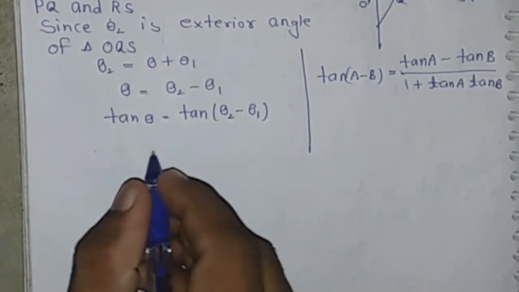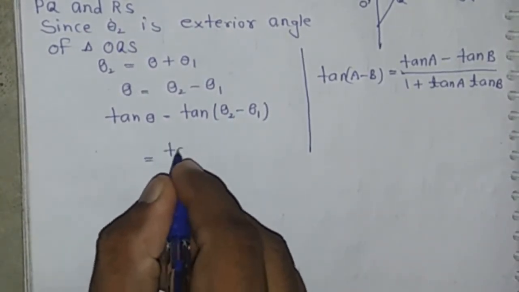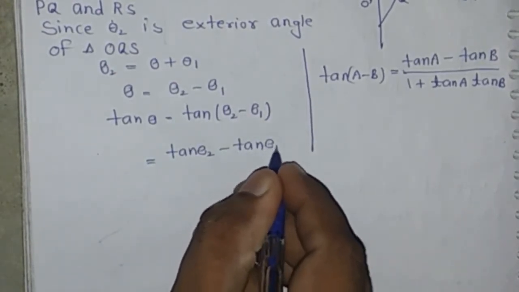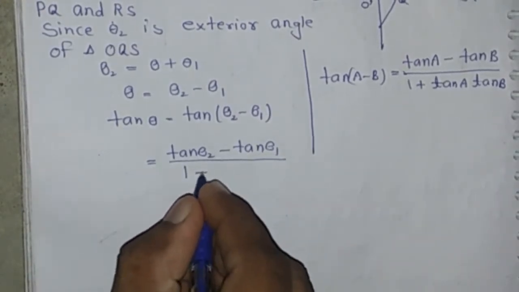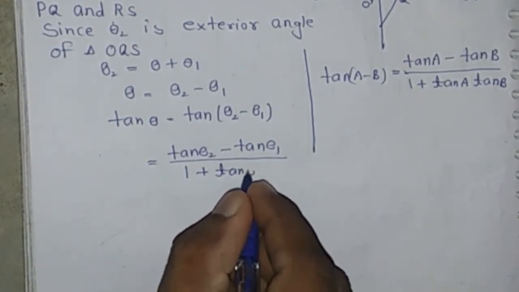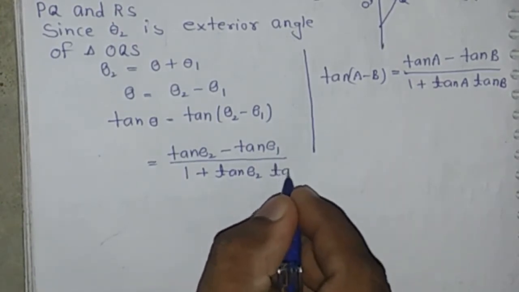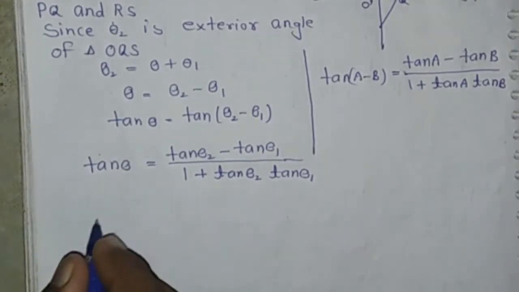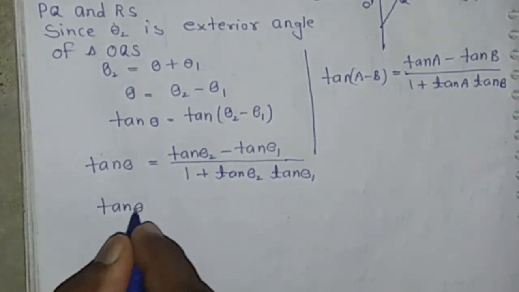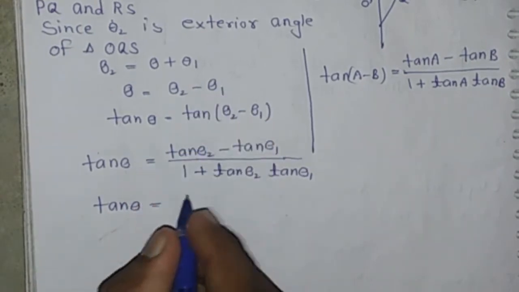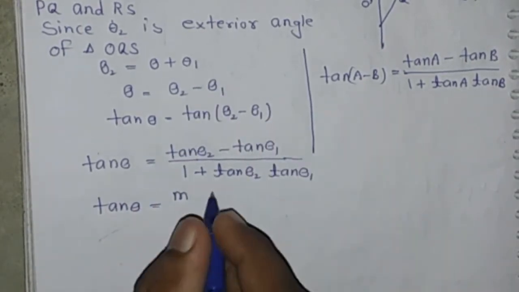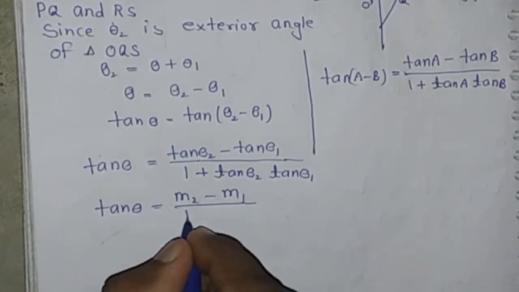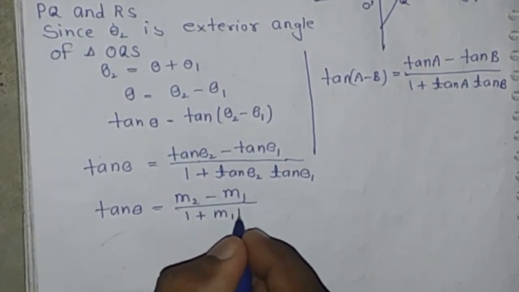Then tan theta 2 minus tan theta 1 is tan theta 2 minus tan theta 1 by 1 plus tan theta 2 into tan theta 1. Then tan theta equal, tan theta 2 is M2, slope of line RS, and it is M2 minus M1 by 1 plus M1 M2.